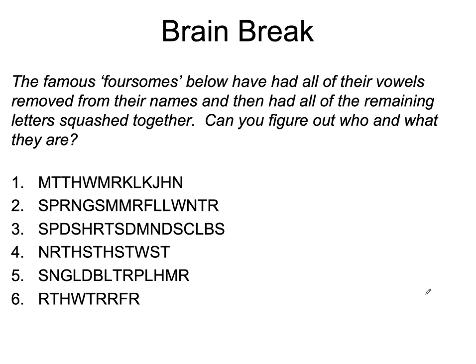Ooh, we're to a brain break. The famous foursomes below had all of their vowels removed from their names, and had all the remaining letters squashed together. Can you figure out who and what they are? Okay, I got one. This one, number 4, north. I thought I had it. I thought that was west. Oh, it is. North, south, east, EA only allows the ST. North, south, east, and west is that one.